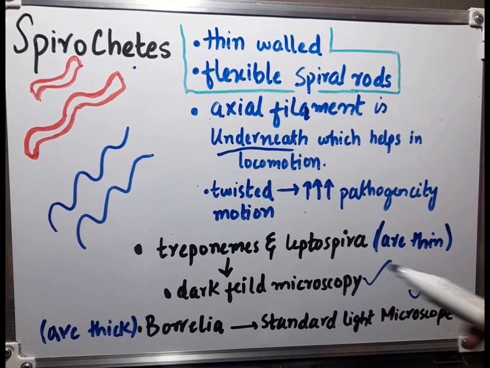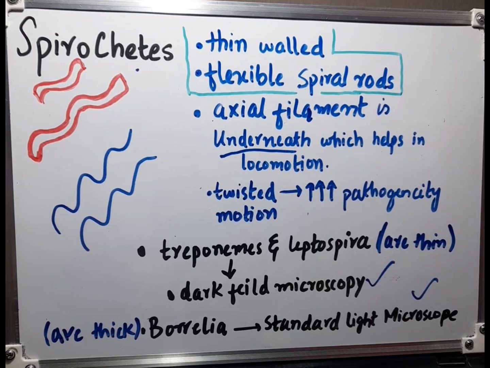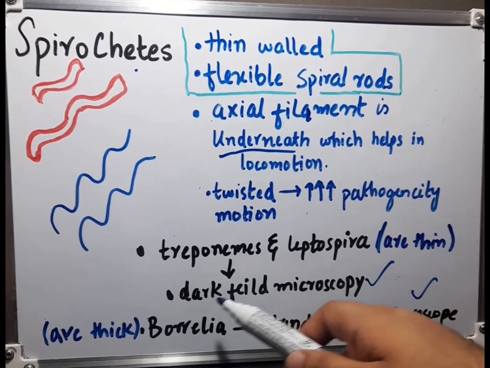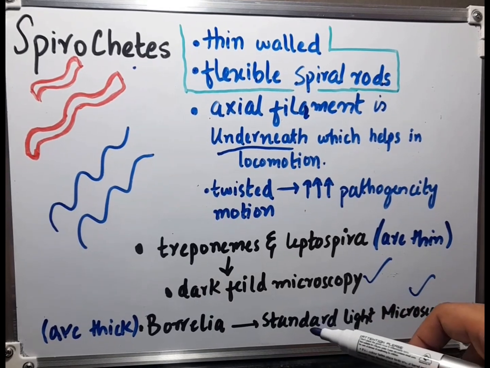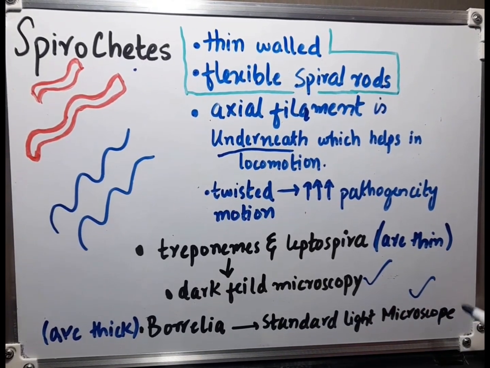Treponema and Leptospira are thin and are detected by dark field microscopy, while Borrelia can be detected on a standard light microscope and is thick.